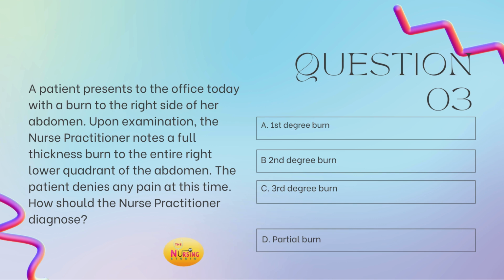Full thickness burns are third degree burns, right? Third degree. If it's full thickness, it's third degree. It also says that the patient denies any pain. Third degree burns are typically painless. They talk about blisters, think second degree, okay? But here, your best answer choice is C, third degree burn.